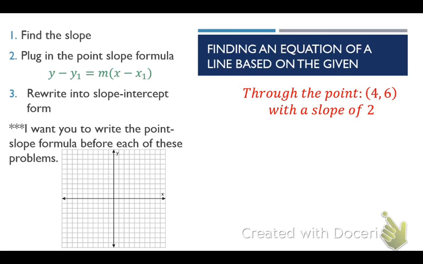Step 2, plug into the point-slope form. So this is the one that you just wrote in that we're going to talk about. And then step 3, rewrite into slope-intercept form. So again, what does slope-intercept form look like? Good, y equals mx plus b. So that's what your final answer will look like. Y equals mx plus b.